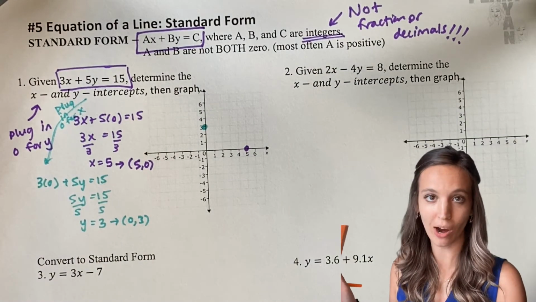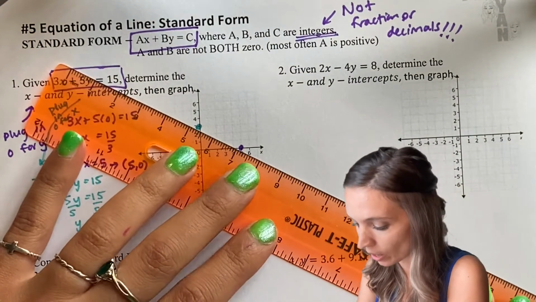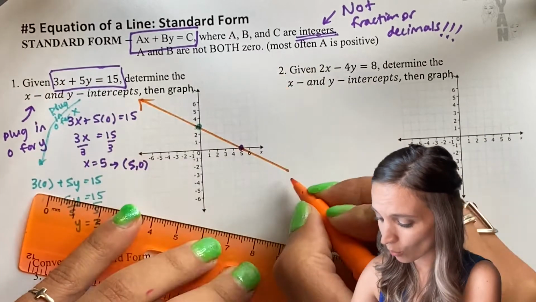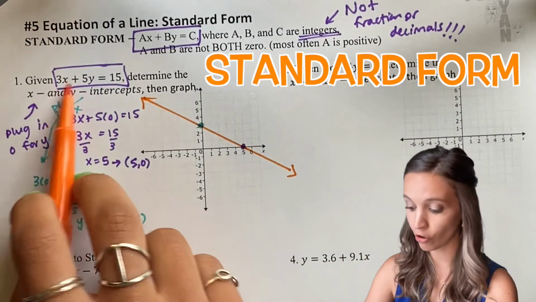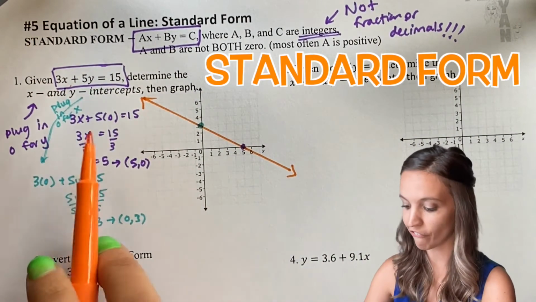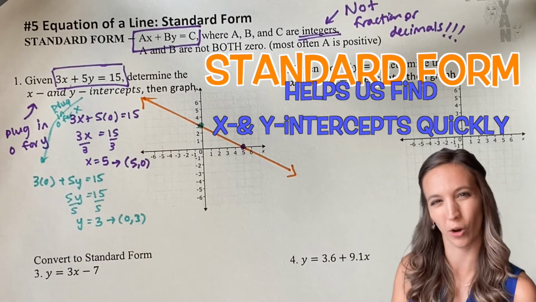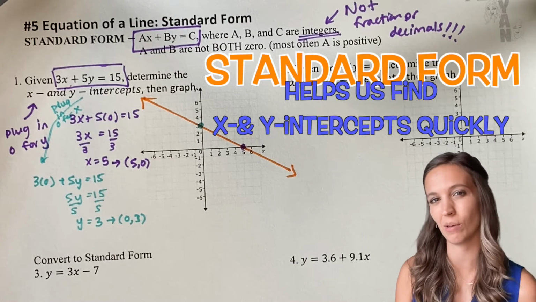So the only thing I need to graph a line is 2 points. I have it. So I'm going to go ahead and grab my straight edge and graph my line. So if I have something in standard form, it's pretty quick to find my x and y intercepts. So then I'd have 2 points to graph a line. So that's kind of the perk of standard form, is I can find x and y intercepts quickly.